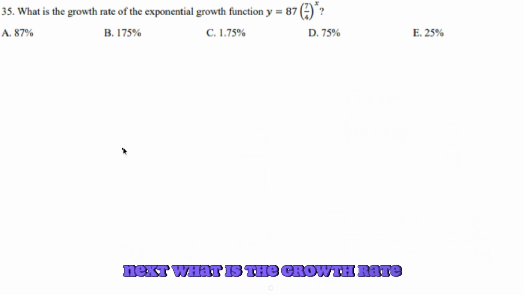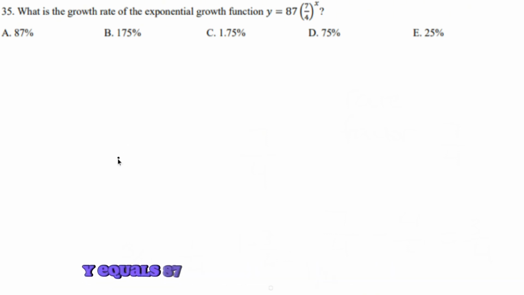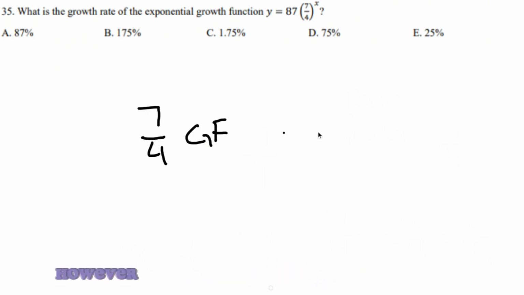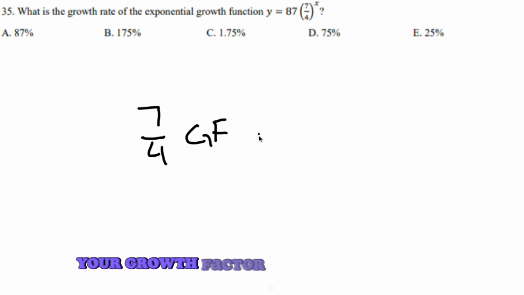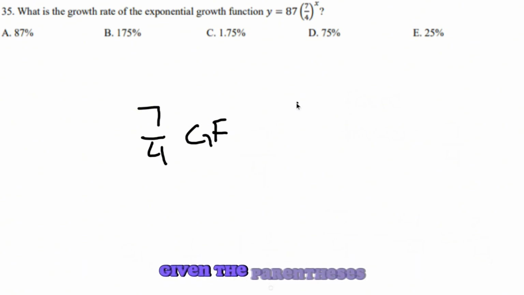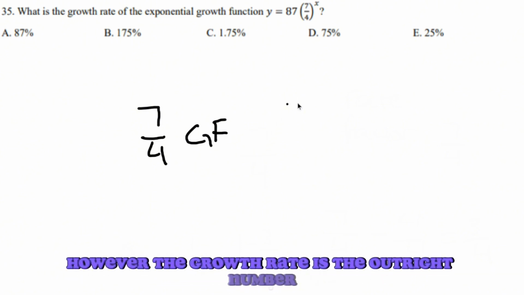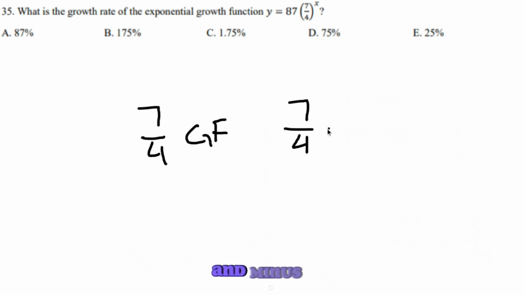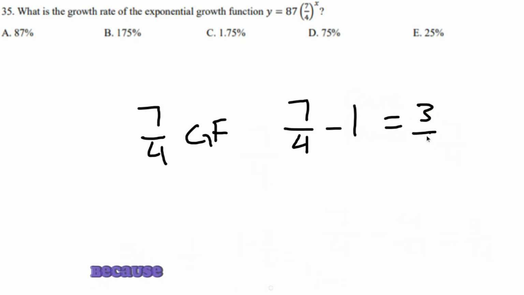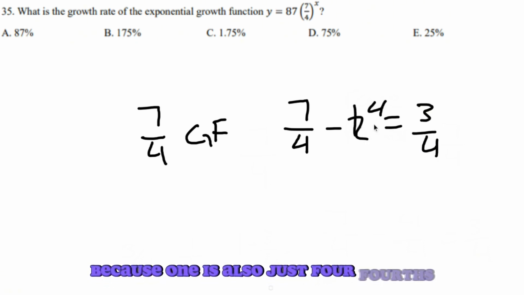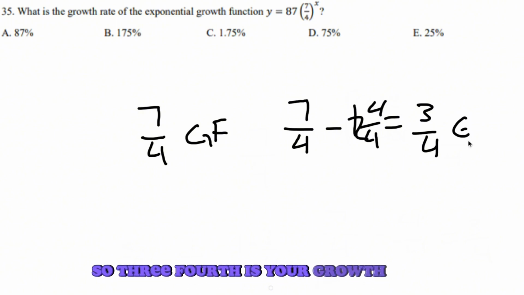Next, what is the growth rate of the exponential growth function y equals 87 times 7/4 to the power of x? Alright, so in this case, the number given in the parentheses, or the growth factor, is 7/4. And we'll write that as GF. However, they're asking for the growth rate. So the difference between the growth rate and a growth factor is, your growth factor is just the outright number given in the parentheses. However, the growth rate is that number, 7/4, minus 1. So you would subtract 1 from the growth factor. So in this case, you get 3/4, because 1 is also just 4/4. So 3/4 is your growth rate.